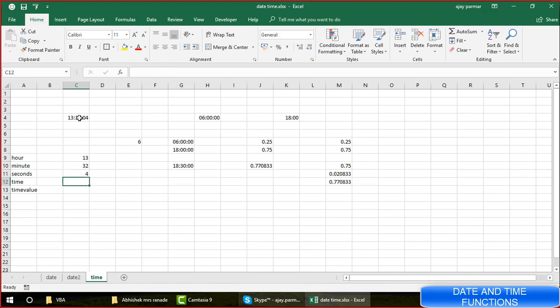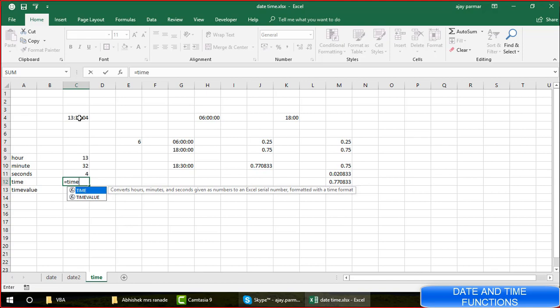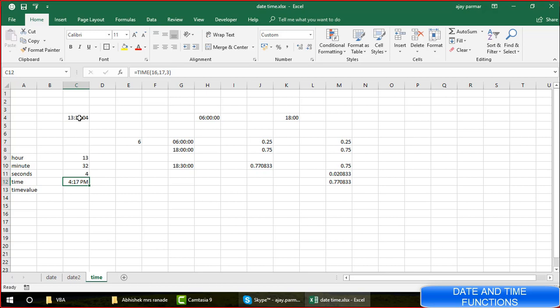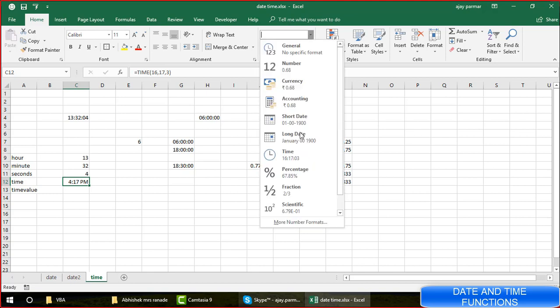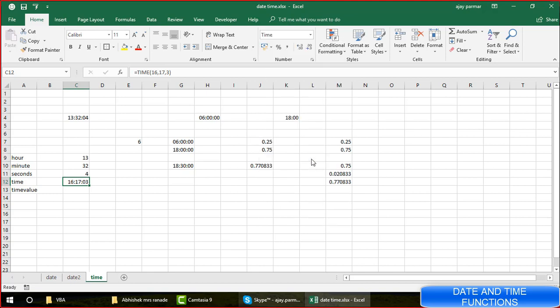If you write here time, what do you mean by the time? You can also create a time. I say, let's say 16 hours 17 minutes and 3 seconds. You have the date, you have the time. Change the formatting to HH:MM:SS, so use this time, or right click and go to format cells. Then that's how it is, right?